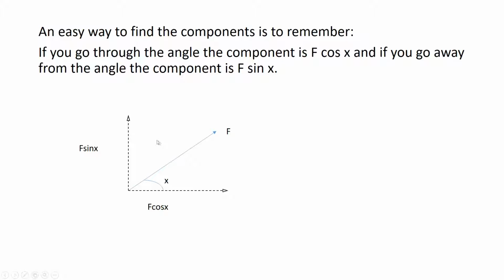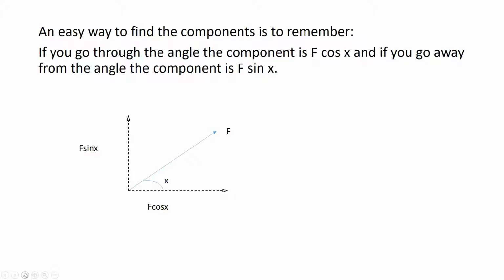So if we have a force, this is essentially a resultant force acting on an object, and we'll call it F. Then to find out the horizontal component, you're going through the angle like so. You're bringing this down, putting it down, and you're going through the angle, then you use cosine. So it'll be the resultant force times the cos of the angle, and if you're going away, bringing it away to find the vertical, you're doing F sine x. So remember, cosine equals through and sine equals away.